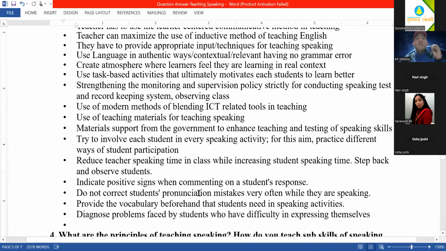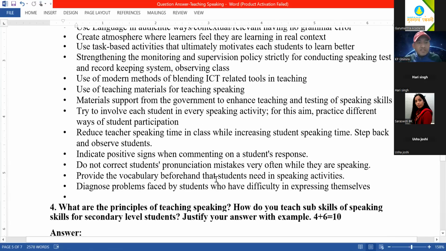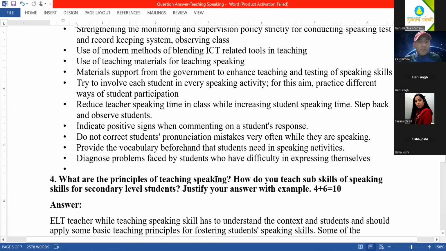Try to involve every speaking activity with an objective, practical ideas, and better, equal participation of the students. The teacher has to reduce speaking time, but provide the opportunity to the students to speak. The teacher should sit at the back and observe the students' activities, and support. Indicate positive signs when commenting to the students: you are doing great, yes, that's fine, fantastic, go ahead.